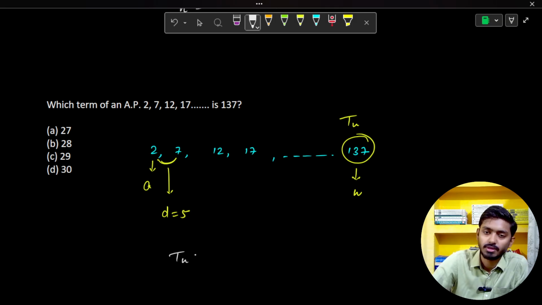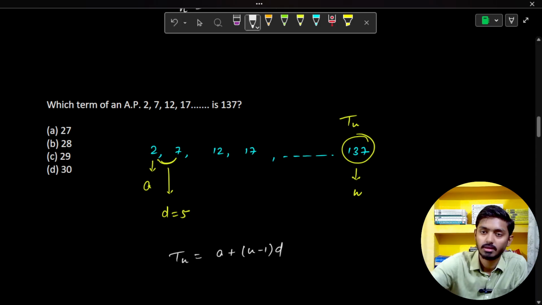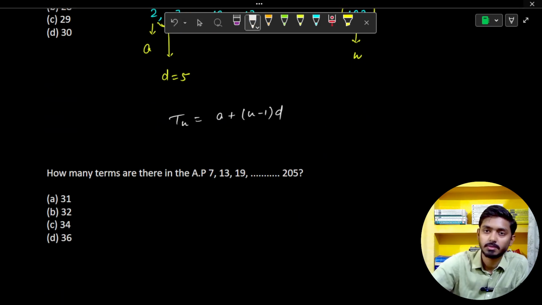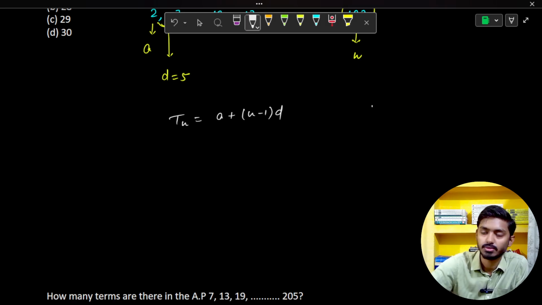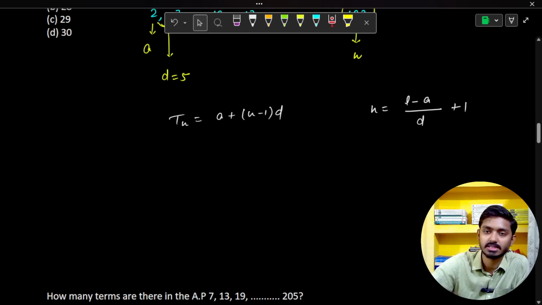So we know the formula for Tn is A plus (n minus 1) into D. Again, you can either use this formula, or you can use the direct formula, (L minus A) by D plus 1. Both of them would yield the same results. If I use this formula, the value for Tn is 137.